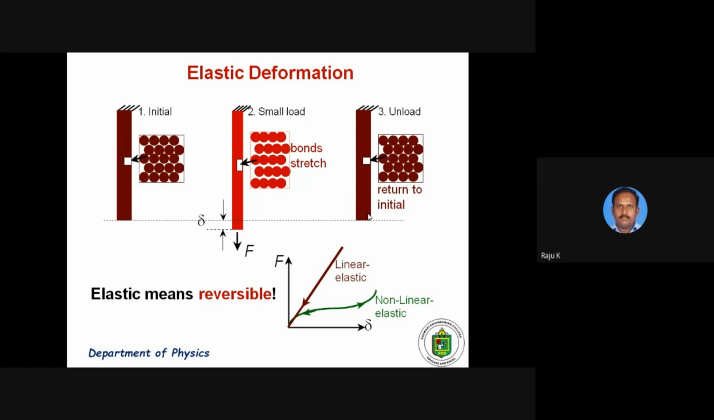So elastic means it is reversible, where they can regain their original position, which shows the linear elastic here. Now, if it is linear elastic, the stress is directly proportional to the strain. So whatever force we give, the changes will take place. After the removal of the applied force, it will come back to the original position. That shows the linear elastic.